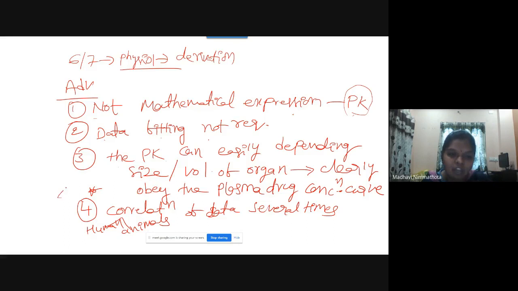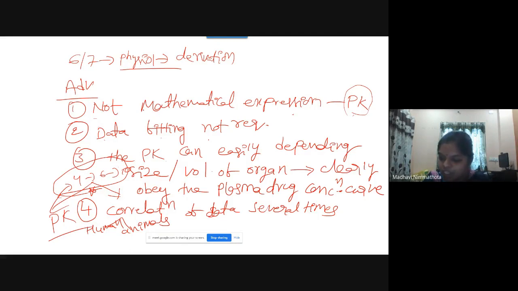If you calculate the data 4 times, 6 times, 10 times, it will give the same results. There is no manipulation and there are no lesser or more results. It will give accurate results between the humans and animals. Which results? These all are pharmacokinetic parameters results. So these are some advantages of the physiological model.